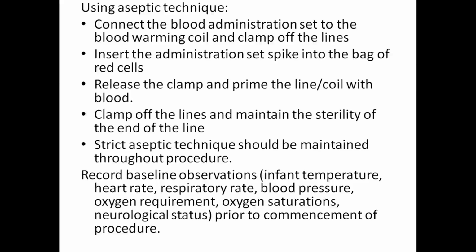Using aseptic technique, connect the blood administration set to the blood warming coil and clamp off the lines. Insert the administration set spike into the bag of red cells. Release the clamp and prime the line. Clamp off the lines, maintaining the sterility of the end of the line. Strict aseptic technique should be maintained throughout the procedure.